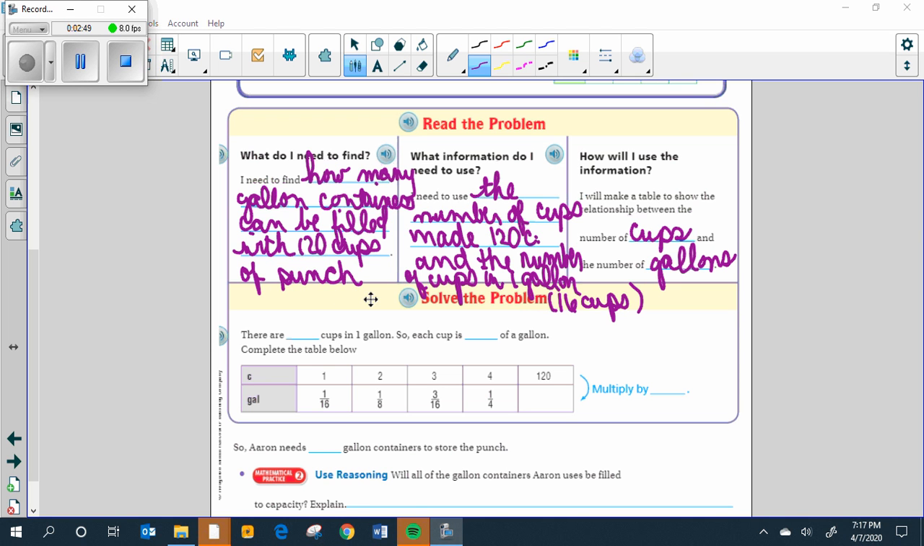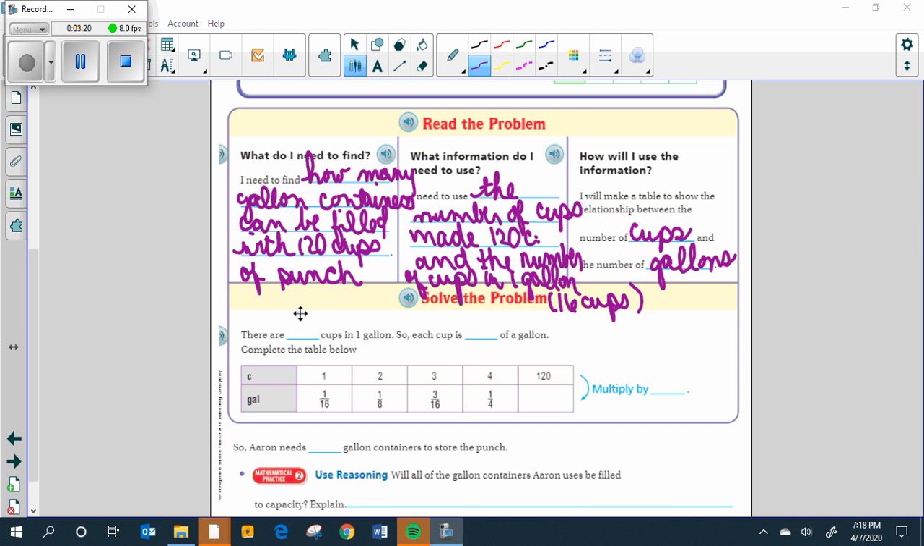And what information will I use? The problem tells us that we need to use the number of cups that were made, which was 120 cups, and the number of cups in 1 gallon. And if I look at the chart above, I can see that there are 16 cups in 1 gallon. How will I use this information? I will make a table to show the relationship between cups, and here you see it. Here are the cups and the number of gallons. So relationship of cups to gallons.